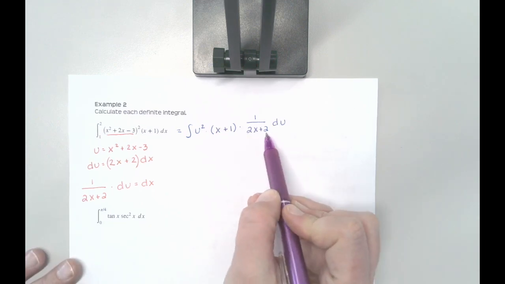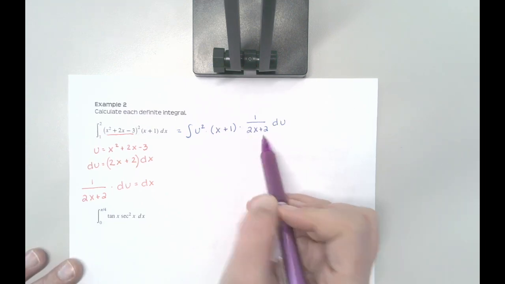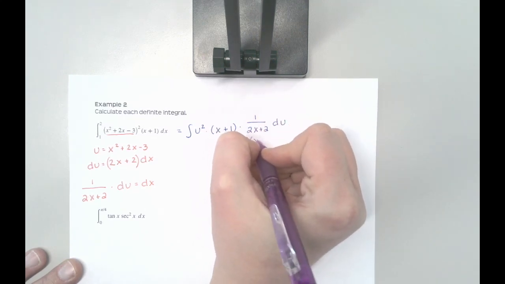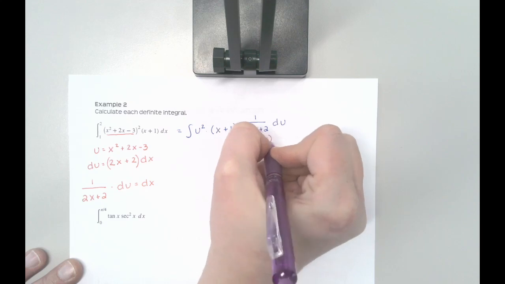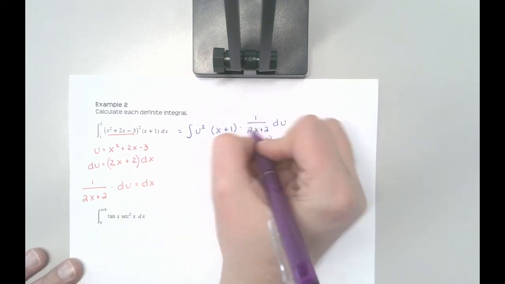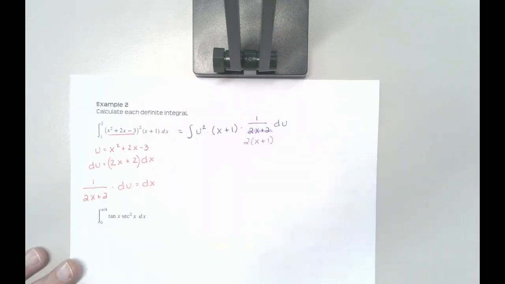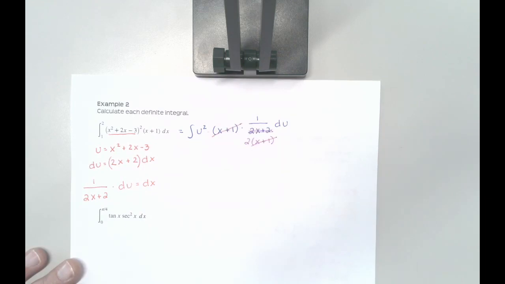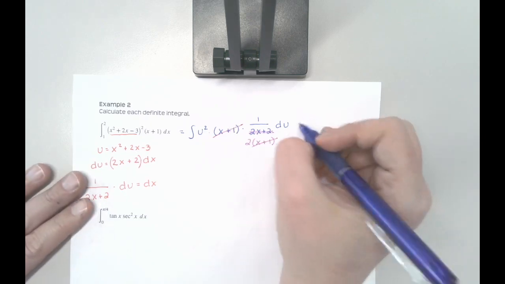Regardless, take a look at this thing down here, this 2x plus 2. Let's pull a 2 out of that. Let's do some factoring. Okay, 2 times x plus 1 is what I'm going to call that. So I pulled a 2 out, and then, hey, would you look at that? I have an x plus 1 that's going to cancel with an x plus 1. So now I'm going to take one more step and rewrite my integral one more time.